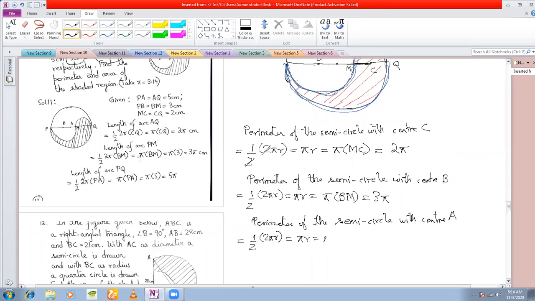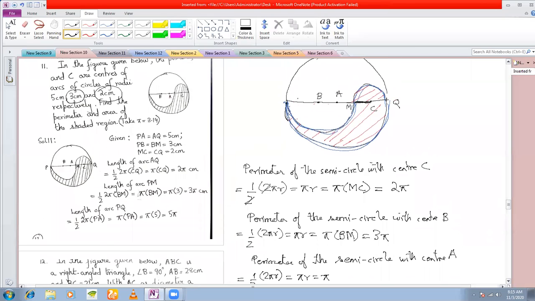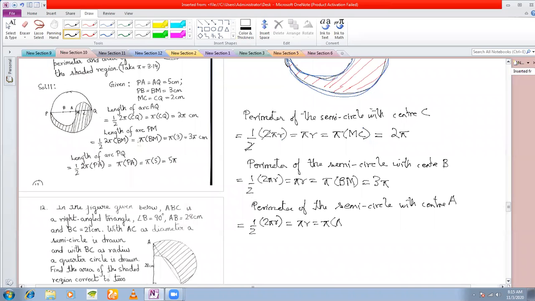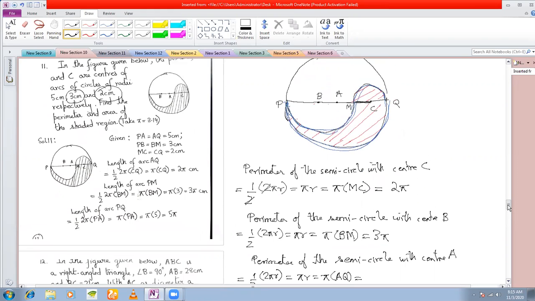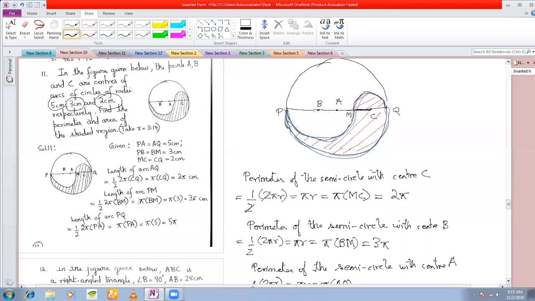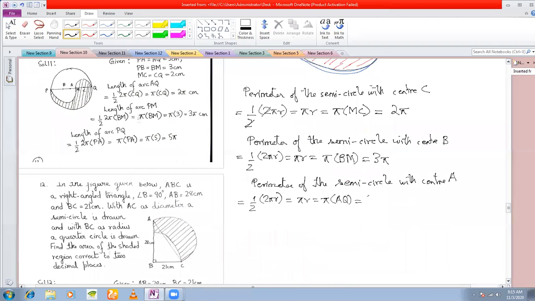But this time, what is r? The radius here is AQ. Or if you call this point P, you can say AP also. AQ. And what is the radius given here of the circle with center A? It is given to be 5 centimeters. So this becomes 5 pi.